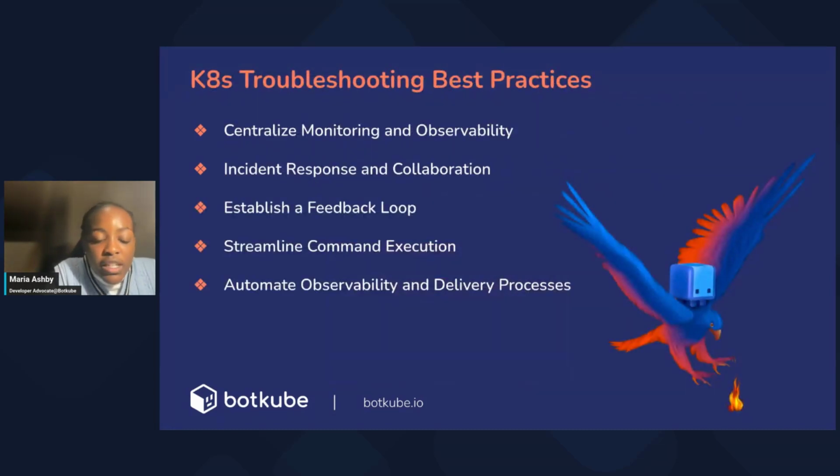So we talked about the problems, and now we're going to get into the solutions. So here are our Kubernetes troubleshooting best practices. Number one, we're going to want to centralize our monitoring and observability. Number two, we're going to highlight incident response and collaboration. Third, we're going to learn how to establish a feedback loop. Fourth, we're going to streamline our command execution. And fifth, we're going to automate our observability and delivery processes.